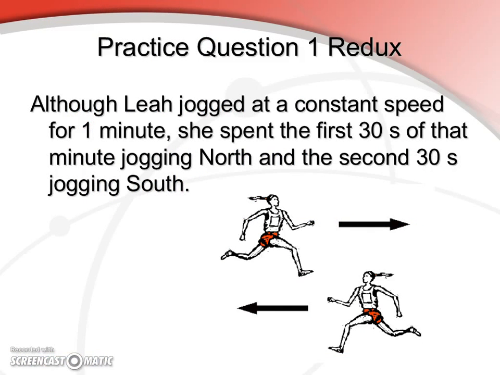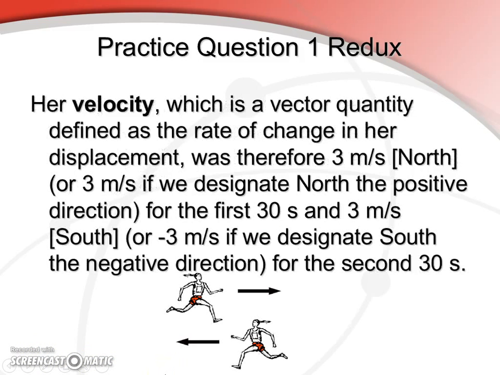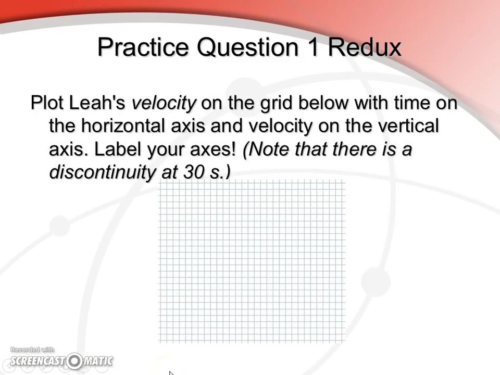All right, so let's discuss this problem a bit more. If we define our axes, we have our velocity in meters per second and our time in seconds. Of course, in this case, because we are running north for the first 30 seconds, we have a positive velocity, and we're running south for the last 30 seconds, so we've got a negative velocity. So this is what your graph should look like here.